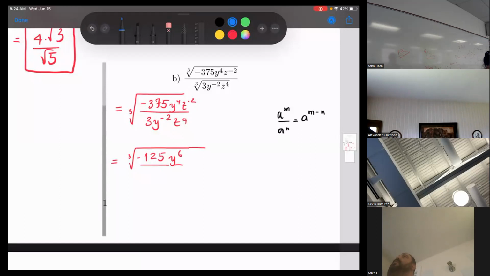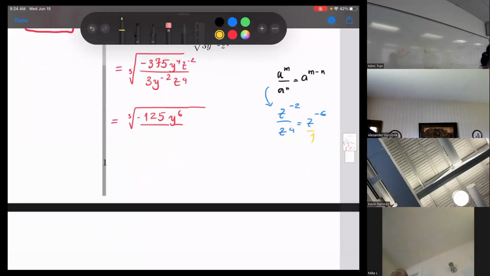I have z to the negative 2 over z to the 4. Using that rule, the one I wrote in black, z to the negative 2 minus 4, so z to the negative 6, right? Over 1. And now you can flip. So equal z to the what? 1 over z to the 6, which just means z to the 6 in the bottom.